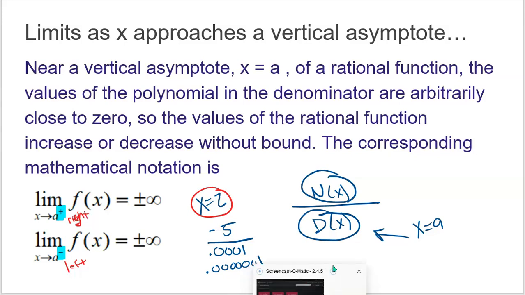But again, I want to make sure you understand why the function's going towards infinity or negative infinity. That is because if the denominator is getting closer and closer to 0, when you divide by a number closer and closer to 0, the overall fraction actually gets super, super big, either big in the positive direction or big in the negative direction. Let's take a look at an example so you can see more specifically what we're talking about here.